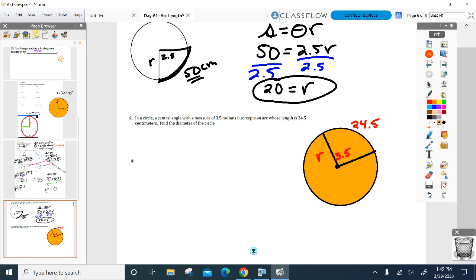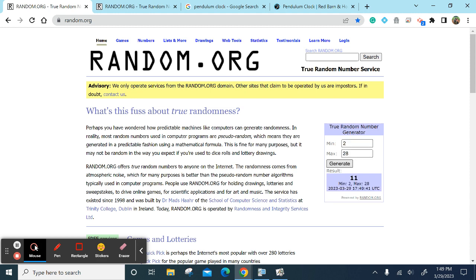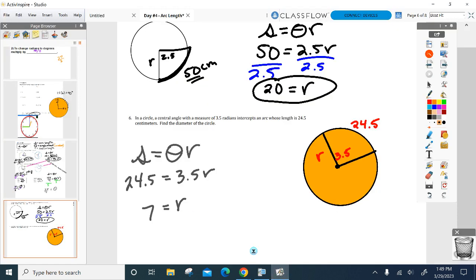So I go back to S equals theta R. What do we got for S? 24.5. Theta is 3.5. Then divide both sides by 3.5. Radius, and I get nervous here because this is usually where we just stop on a quiz and move on to the next problem. What's the radius length? 7. And how are you getting to the diameter? Because I'm not done yet. How do I get to the diameter? Yep. 14 centimeters. Good.